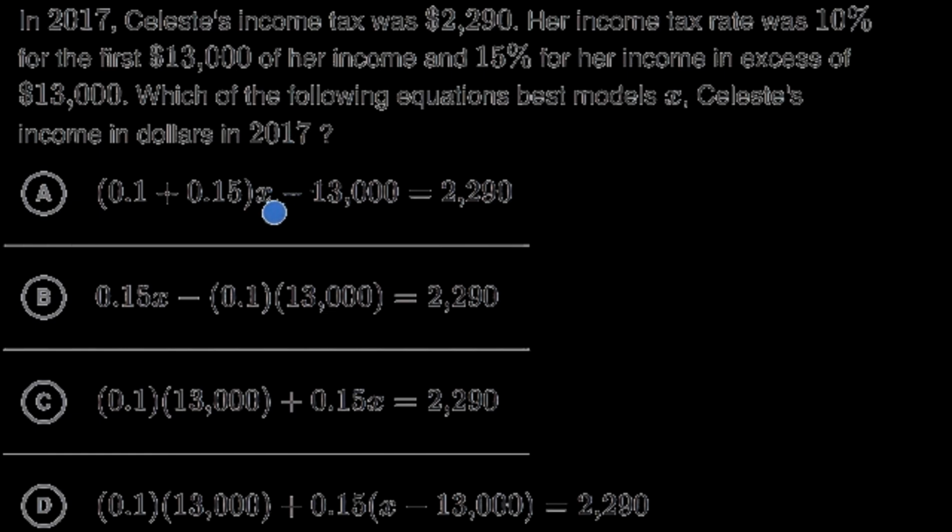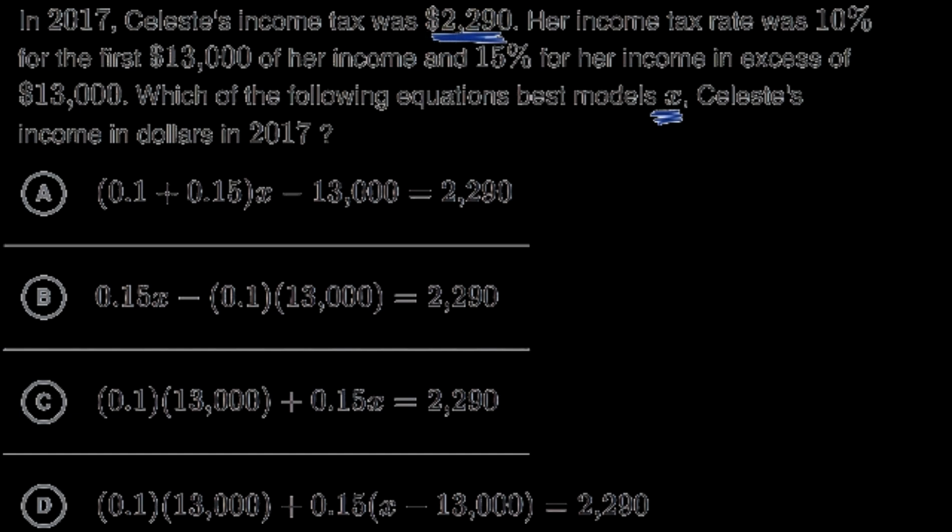And rather than going choice by choice, I would just like to construct an expression that involves her income, X, and then gets us to what her taxes should be, and then equates that to $2,290.